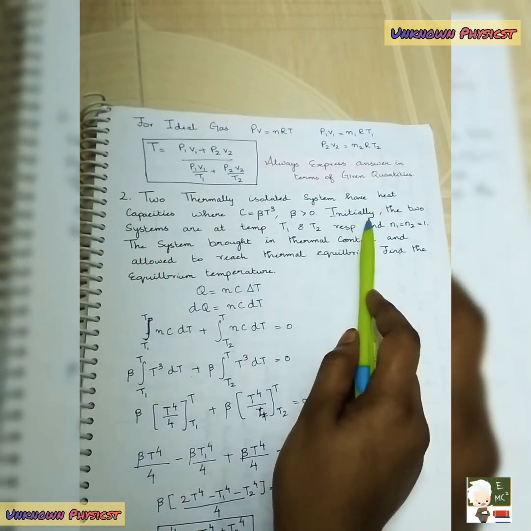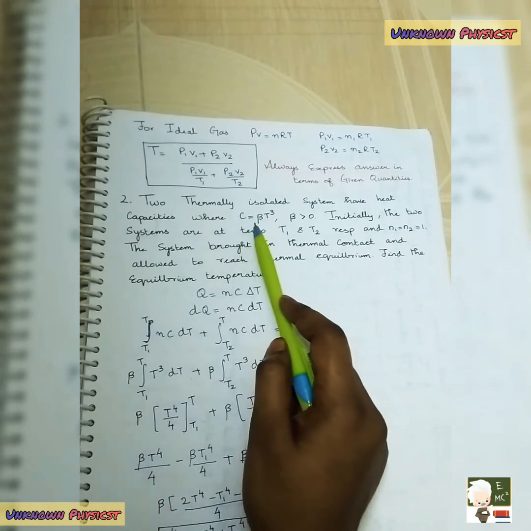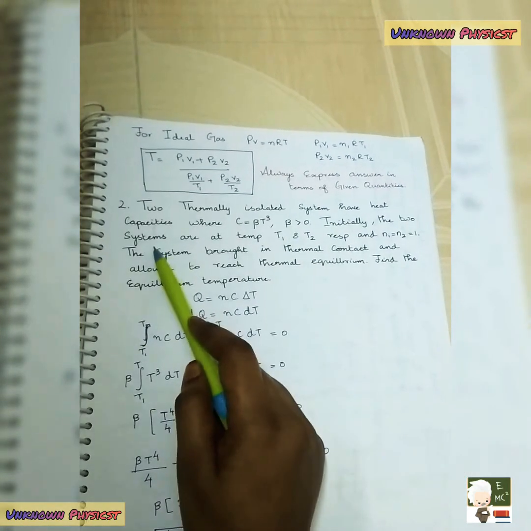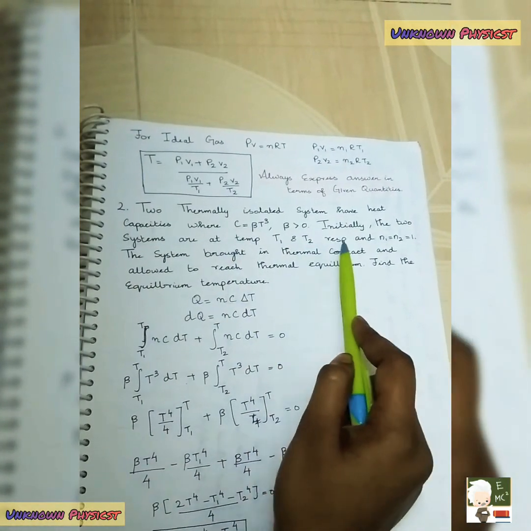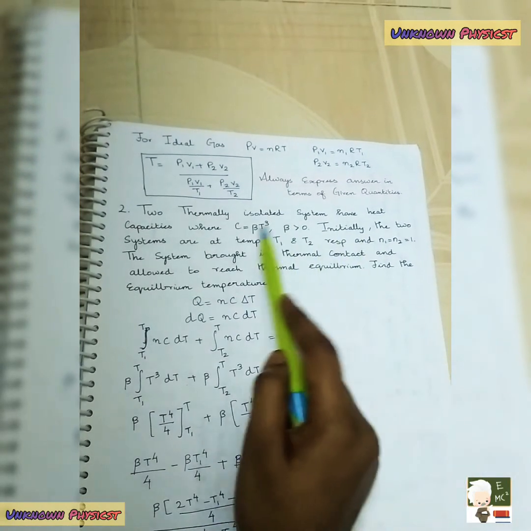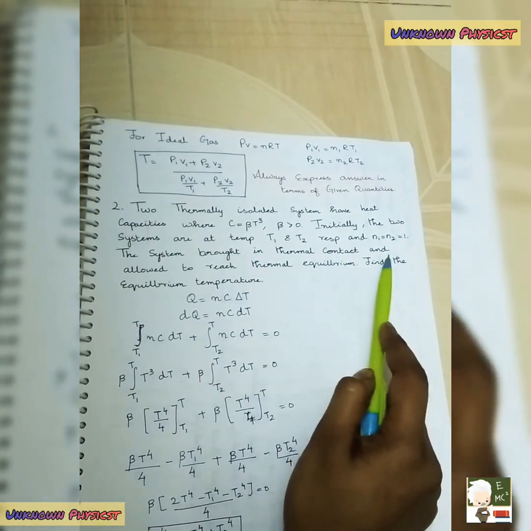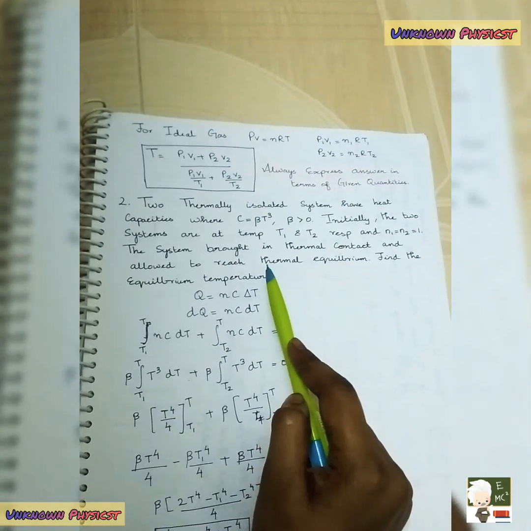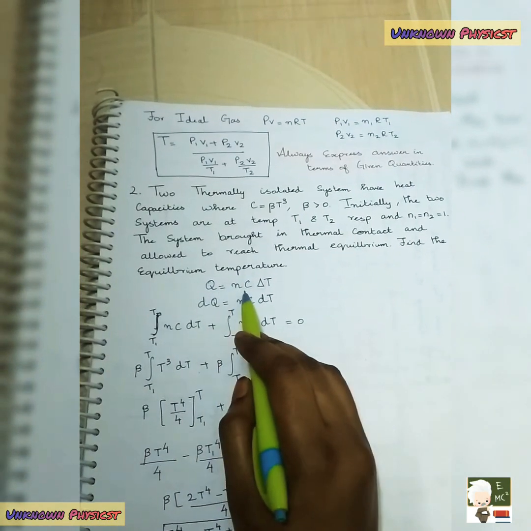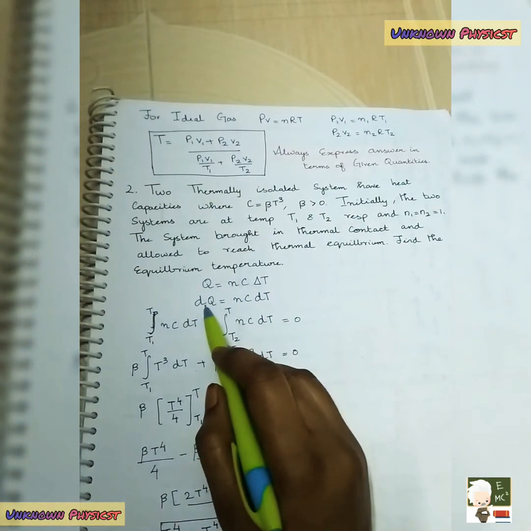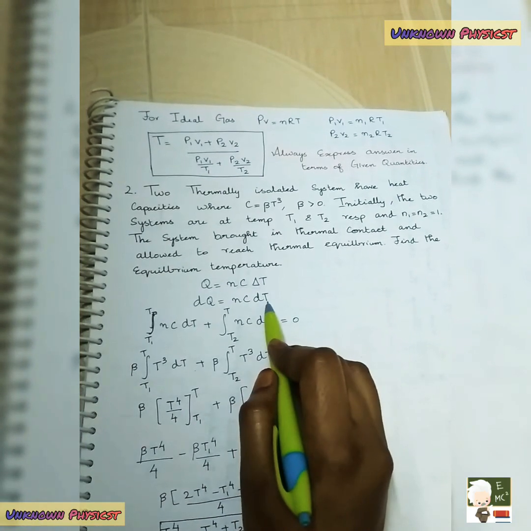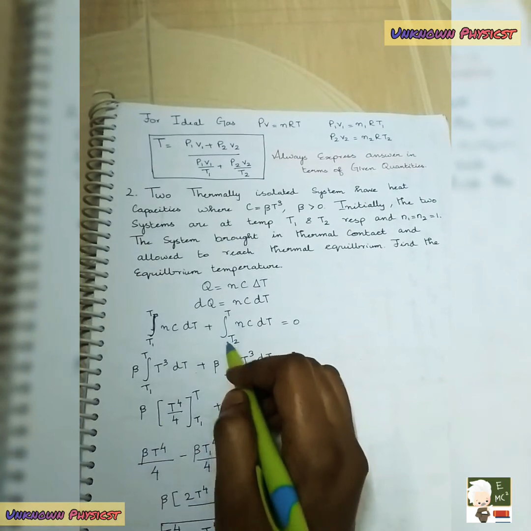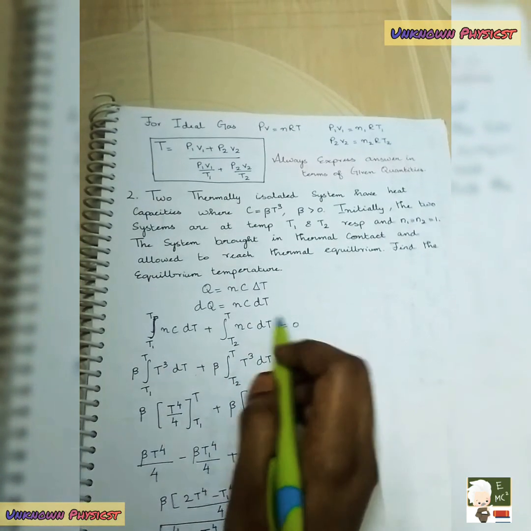Next question. Two thermally isolated systems have heat capacities C equal to beta T cubed, where beta is greater than 0. Initially the two systems are at temperatures T1 and T2 respectively, and N1 and N2 are equal to 1. The systems are brought into thermal contact and allowed to reach thermal equilibrium. Find the equilibrium temperature. We know Q is equal to N c delta T. So dQ will be equal to N c dT. So by the principle of calorimetry, integral N c dT from T1 to T, plus integral N c dT from T2 to T.